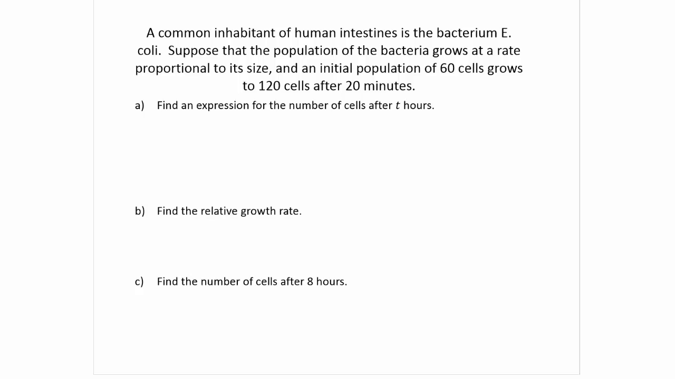Alright, so if we lock into that phrase that the bacteria grows at a rate proportional to its size, what that means is we can use an exponential growth model because of what we just saw in the previous slide. So if we're asked to find an expression for the number of cells after t hours, let's be careful here, t hours. Then we can start by saying that the population is equal to the initial population, 60, times e to the kt.